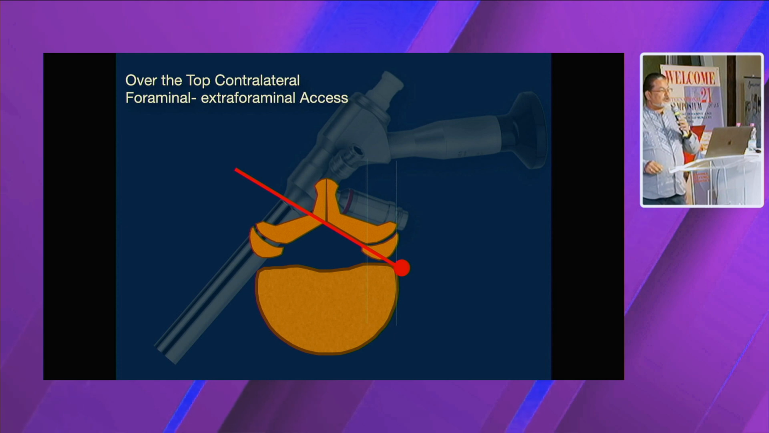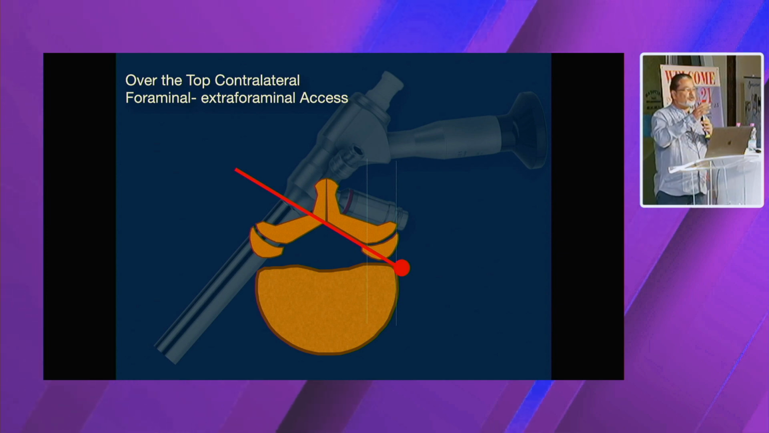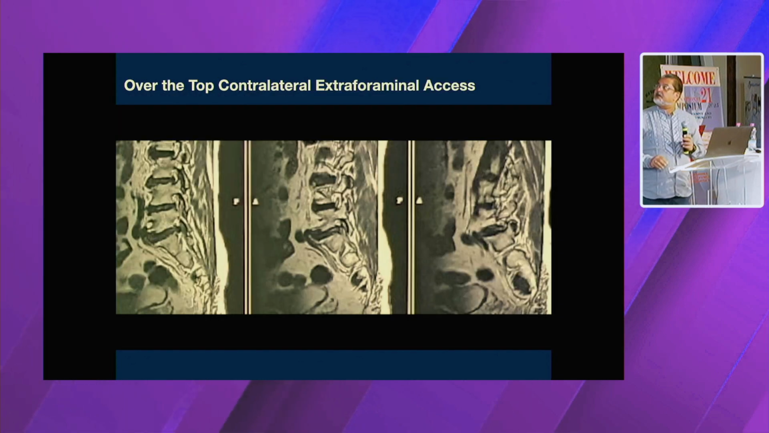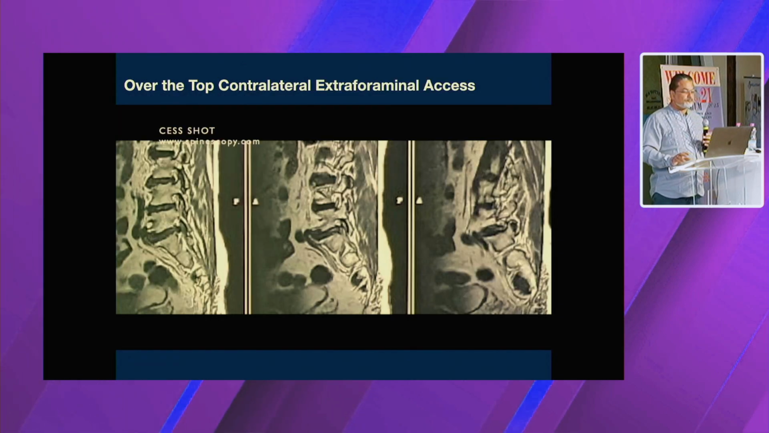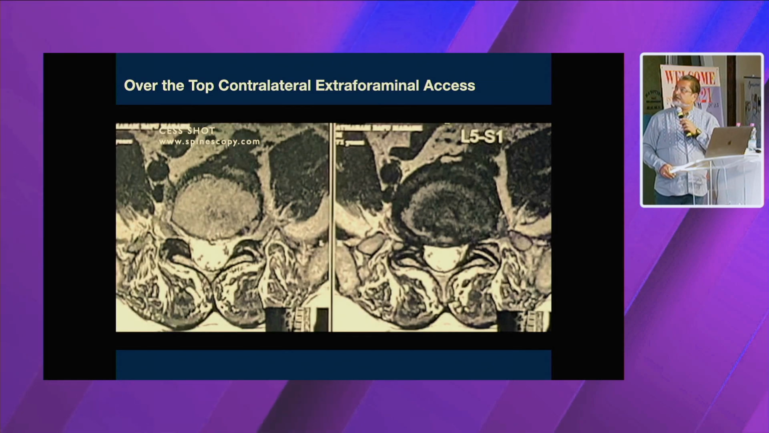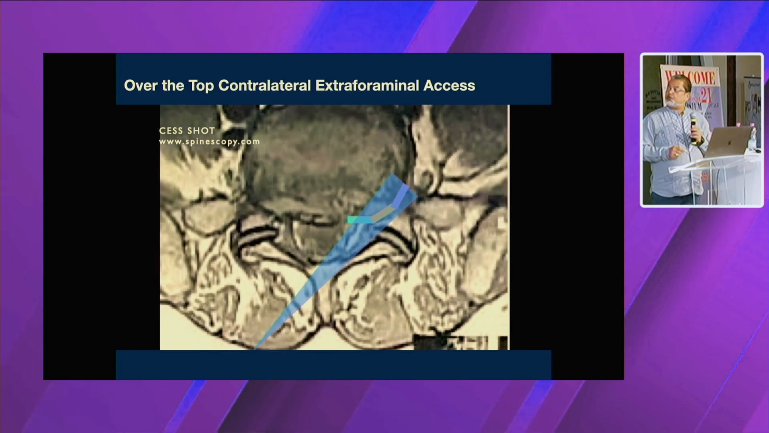The third is over-the-top contralateral, as we discussed yesterday, when we have coexisting pathologies like pathology in the lateral recess, in the foramen, and in the extraforaminal region. So you can deal with all these three pathologies in one single go if you come from the opposite side. So here is a representative case. You can see a large herniation on the left side, extraforaminal herniation, lateral recess stenosis, and foraminal stenosis. So you come from the opposite side.